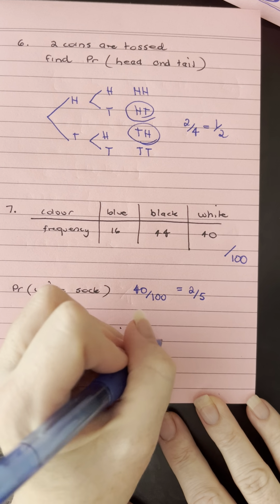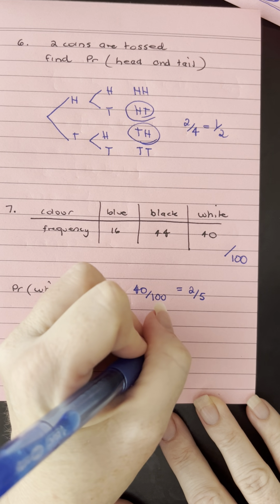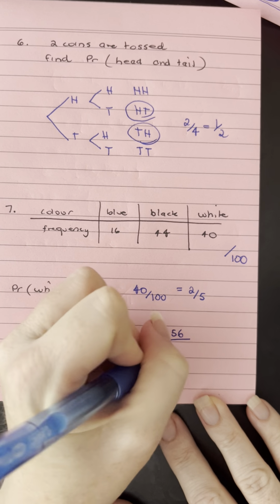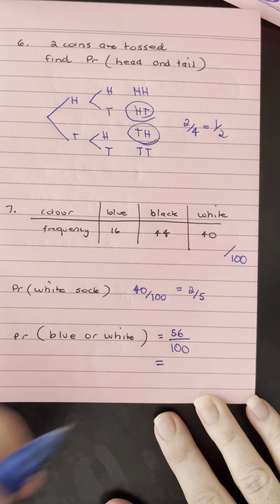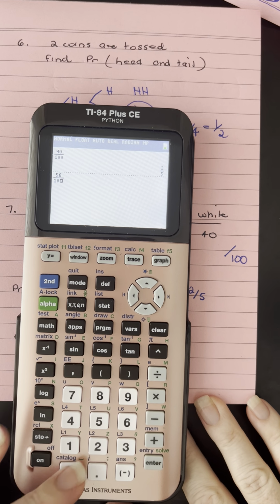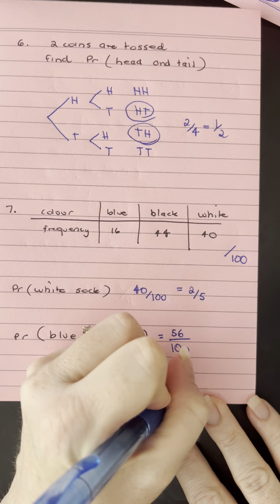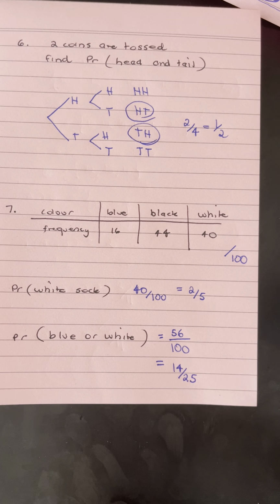Probability of blue and white, that's going to be my blue is 16, my white is 40. So together, that gives me 56 out of 100. And then I can do the simplifying here, 56 over 100, and I get 14 over 25. Okay, and that was the last of the questions on that quiz.